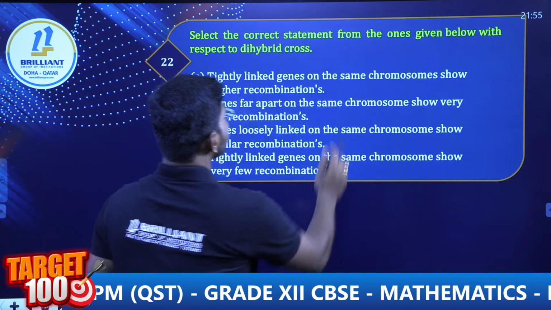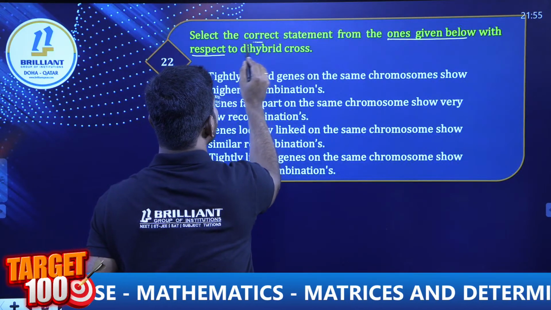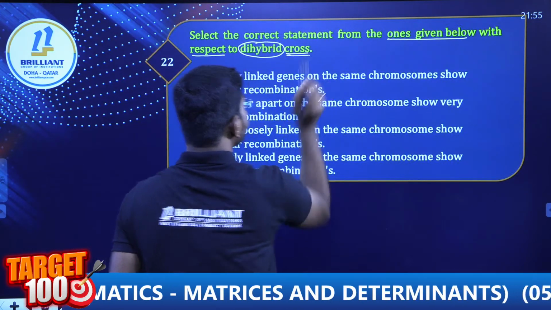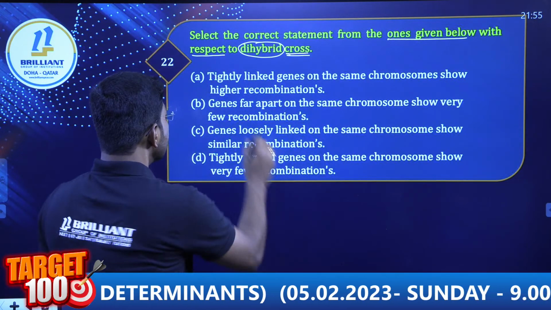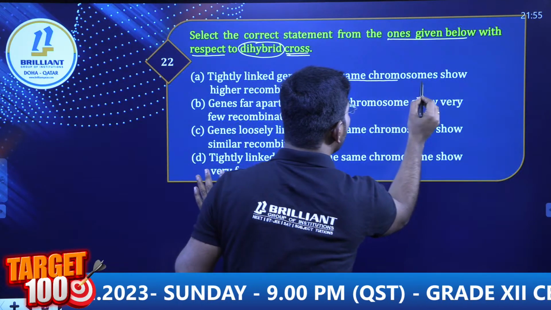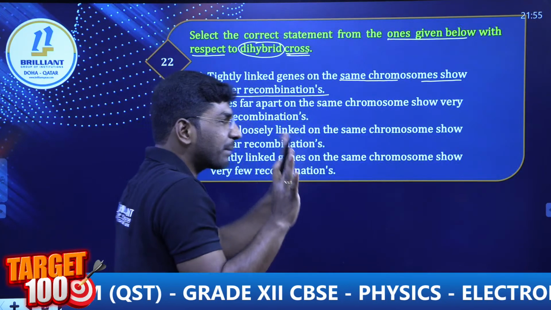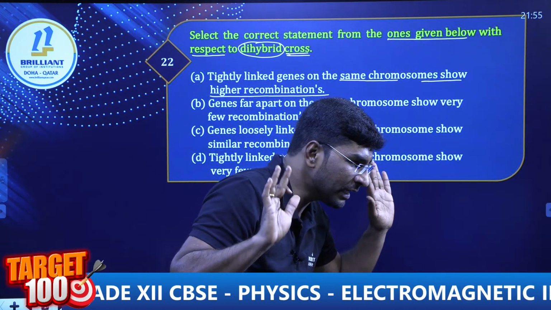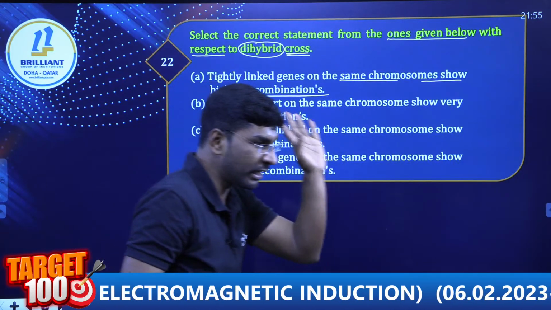Select the correct statement from the ones given below with respect to dihybrid cross. Tightly linked genes on the same chromosome show higher recombination. Is this statement correct or not? No, sir, it's not correct. Adin, very correct, very good.